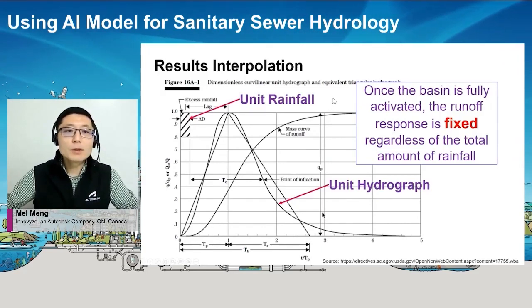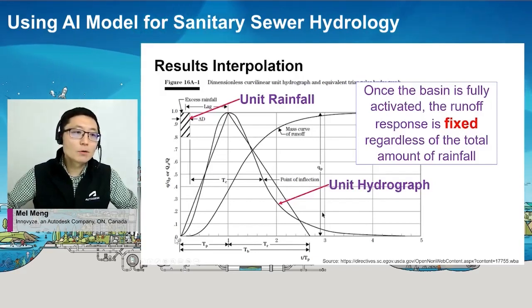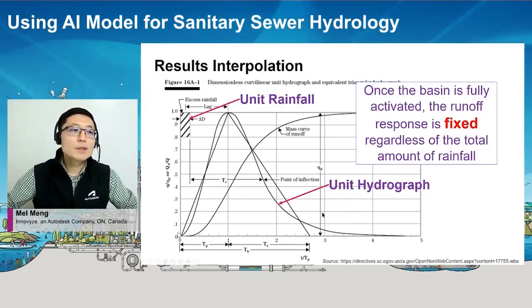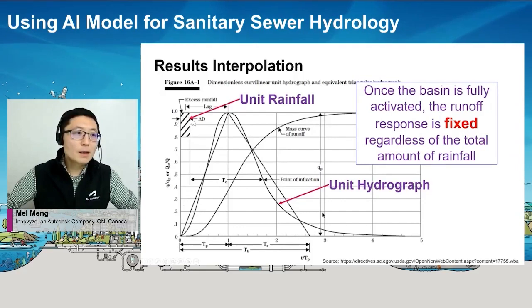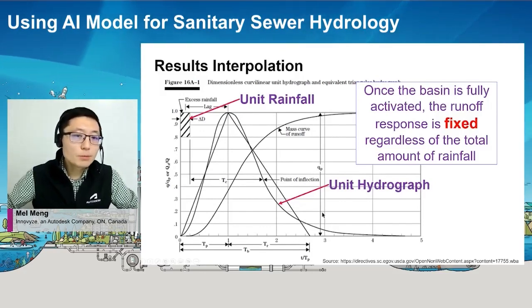According to the unit hydrograph theory, once the basin is fully activated, the runoff response is fixed, regardless of the total amount of rainfall. Basically what that says is, once you start to have water flowing freely on your basin, every time you add a unit of rainfall, you will have a response that looks like this curve. This is the SCS unit hydrograph method. That's what the theory tells you. So can we use this to improve the results?